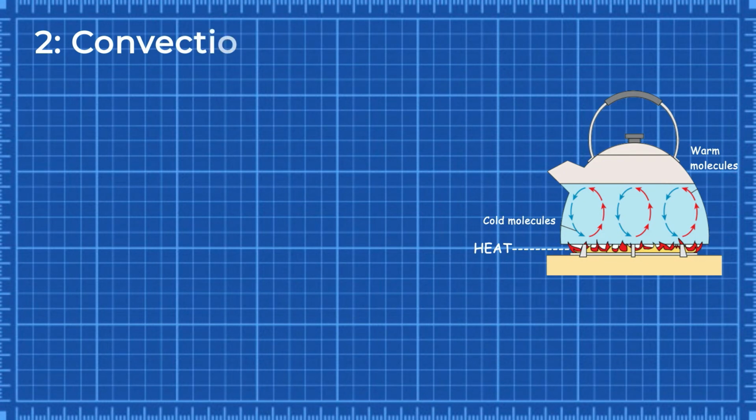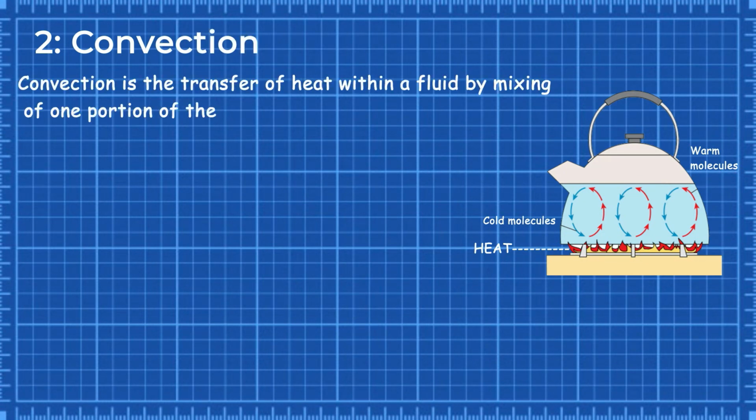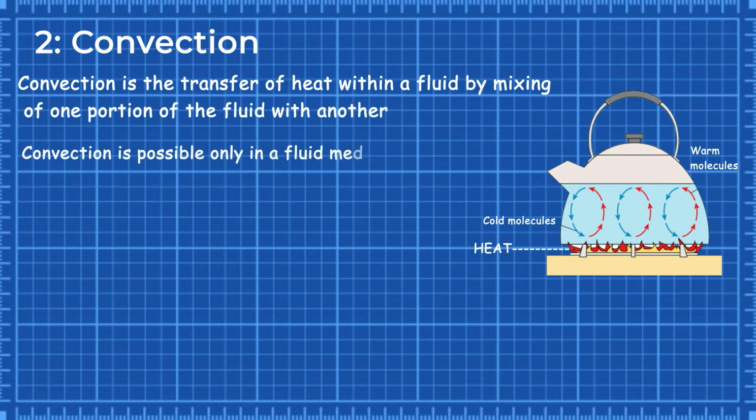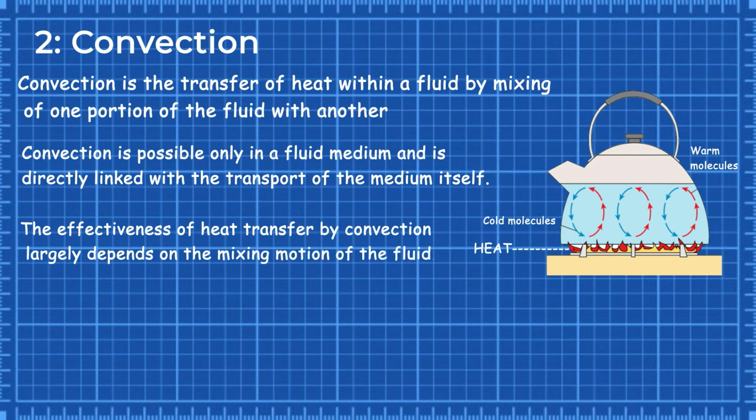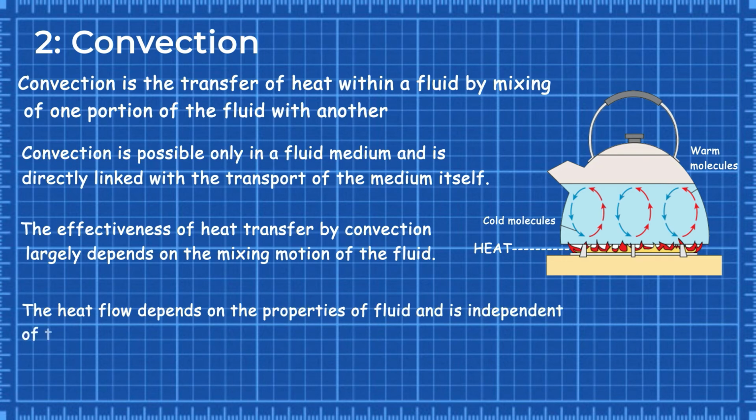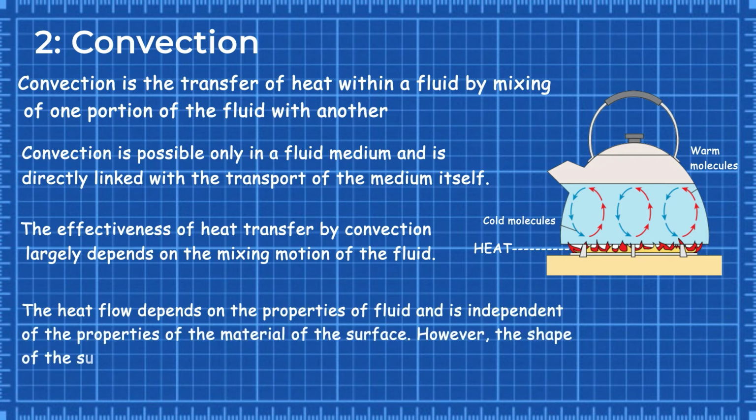2. Convection. Convection is the transfer of heat within a fluid by mixing one portion of the fluid with another. Convection is possible only in a fluid medium and is directly linked with the transport of the medium itself. The effectiveness of heat transfer by convection largely depends on the mixing motion of the fluid. The heat flow depends on the properties of the fluid and is independent of the properties of the material of the surface. However, the shape of the surface will influence the flow and heat transfer.